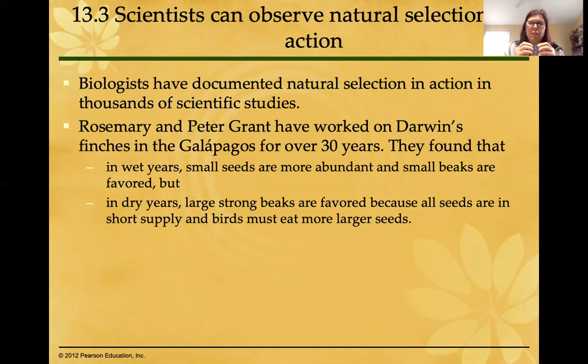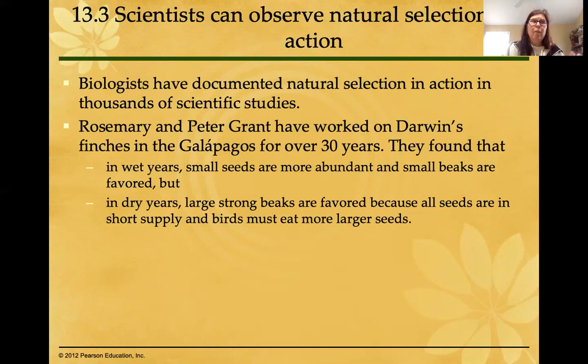And so if you're trying to manipulate these little tiny seeds, it's not going to work. So the birds with the smaller beaks are much more successful. They have more food, so they can reproduce and have more offspring. And those offspring, again, will hopefully be just as successful because they have smaller beaks. Now, in dry years, because we didn't kill off all the large beak finches, they're still there. They're just not doing very well.